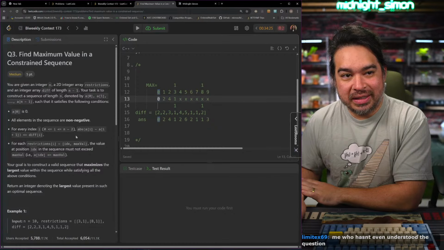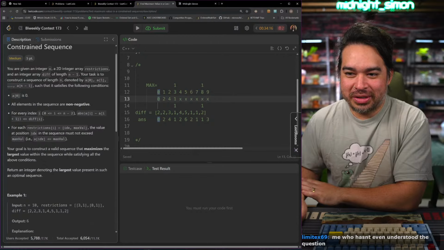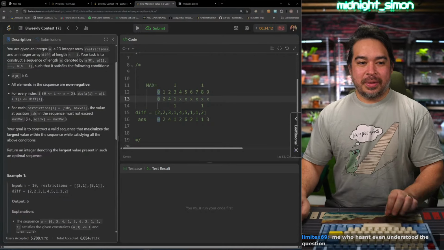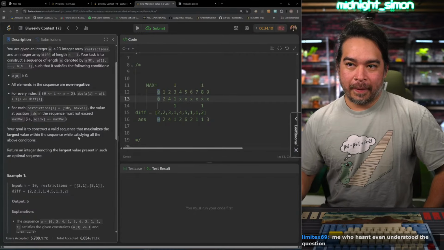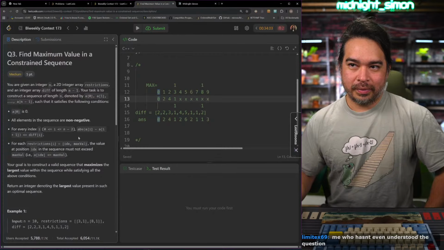Limit X69, what's happening? Me who hasn't even understood the question. Yeah, I'm almost there, man. I'm starting to understand the question now, but I'm not doing very good on it, man. Number says it's a good question.